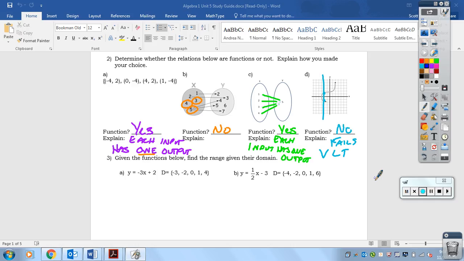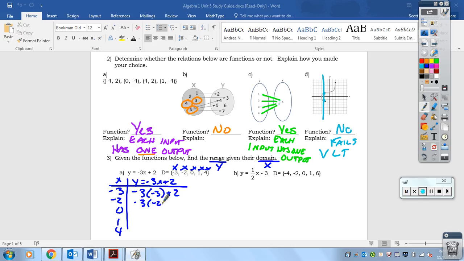Moving on to 3, given the functions below, find the range given their domain. Well, if the range is the y's, the domain is the x's. So saying if these are my x's, I just plug these in for x and figure out what my y's are. So what I can simply do is make a table, x, y equals -3x plus 2, and fill in my x's, -3, -2, 0, 1, and 4. And then I would plug in -3 times -3 plus 2, then -3 times -2 plus 2, and I'll do the rest.